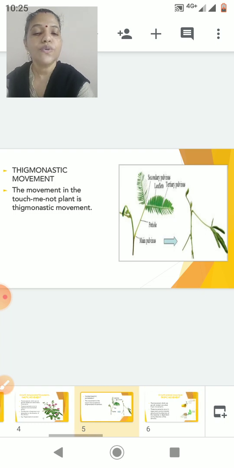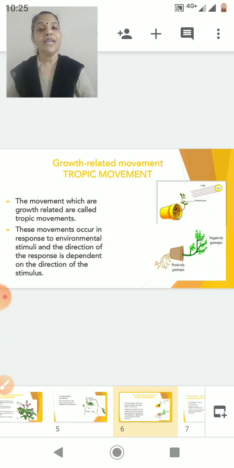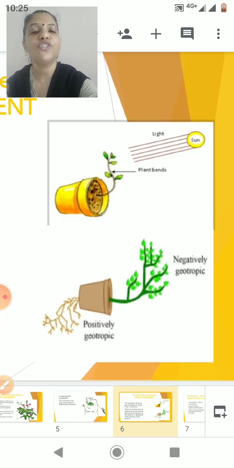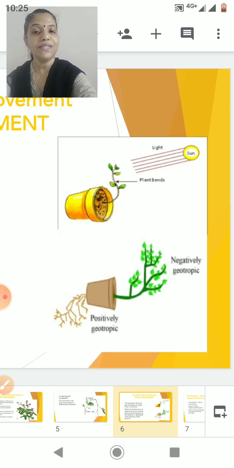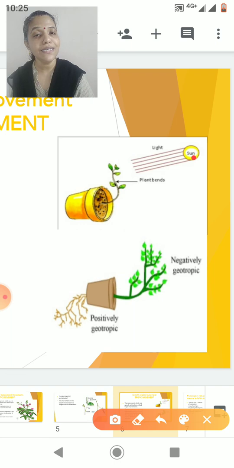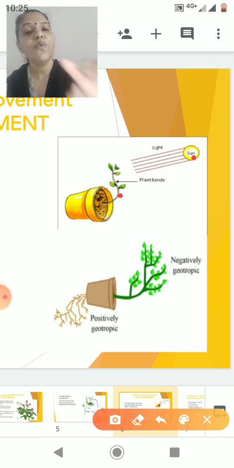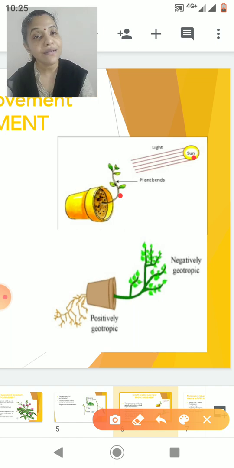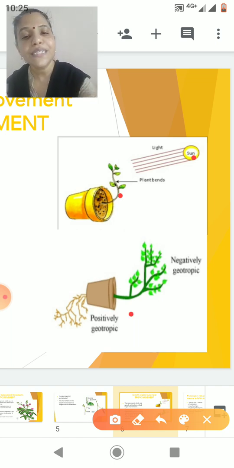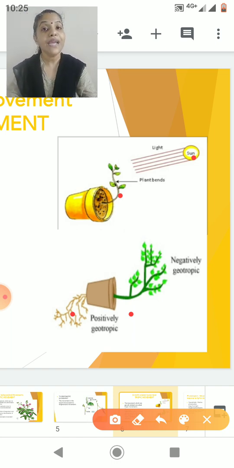Now let's go to the next part, students. The next slide which you are learning is the growth related movement. And as we mentioned before, the growth related movement is a tropic movement. Now in the tropic movement, you can see the picture over here. The sun is the stimulus. Can you see the stem is bending and coming towards the sun? At the same time, you can see in the second diagram, this is a root here. Can you see the root is moving towards gravity, in whichever position I keep that flower pot? You can see the root is moving towards the earth.